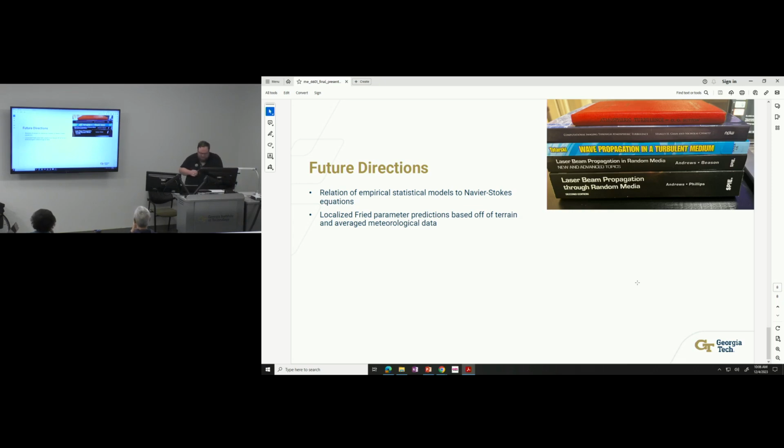Another direction that would be interesting to take this in is using terrain data sets. I initially tried to use the U.S. Geological Survey topographic height map data, but that didn't import well, to provide geometry, and then meteorological data as well to provide initial conditions. That way you can create localized 3D temporal predictions of the Fried parameter, a measure of coherence that represents the largest area over which the turbulence effects are negligible, so that you have a decent idea of what performance you could expect for your laser system and at what time. So those are future directions.